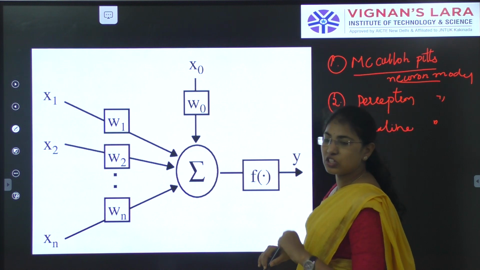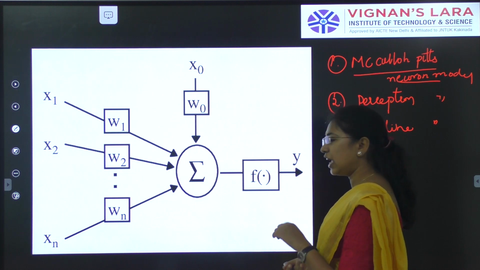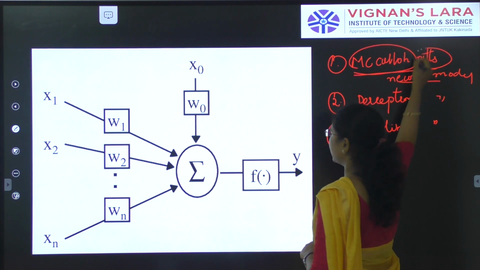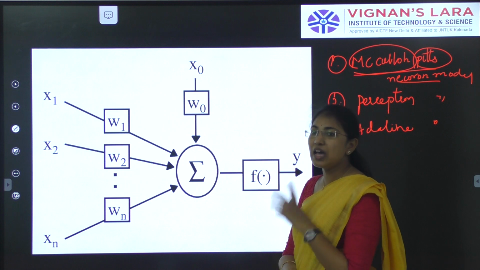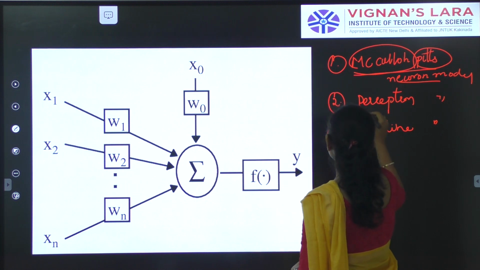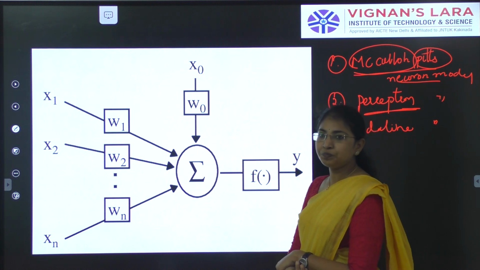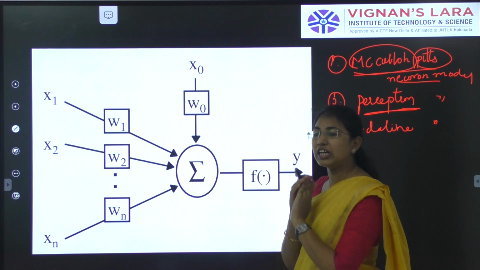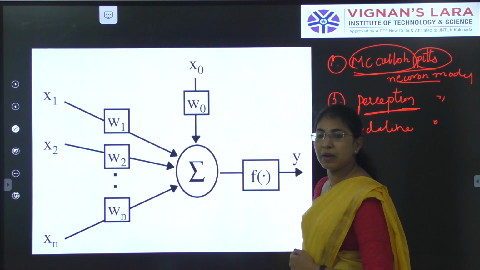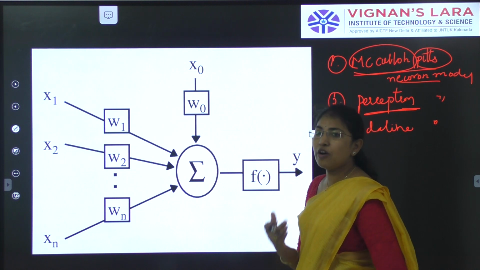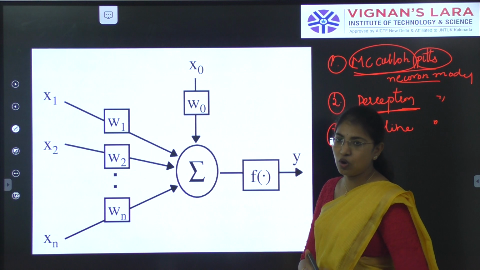It is a simple structure of artificial neural network which was designed by two scientists named McCulloch and Pitts. And next, what is perceptron neuron model? It is the advanced version of McCulloch-Pitts neuron model, and the McCulloch-Pitts neuron model doesn't have training. Nothing but updation of weights, changing or adjusting of weights, is absent in McCulloch-Pitts neuron model.